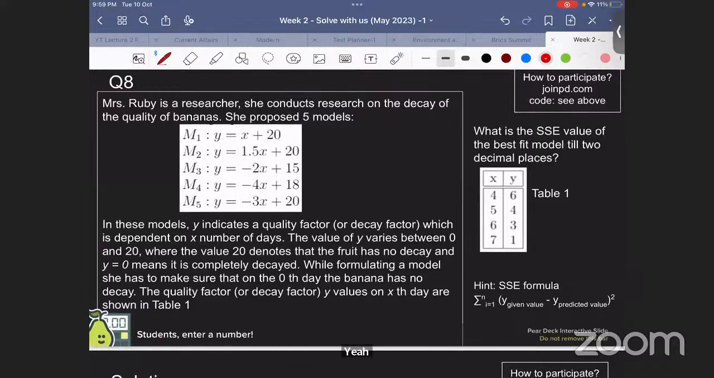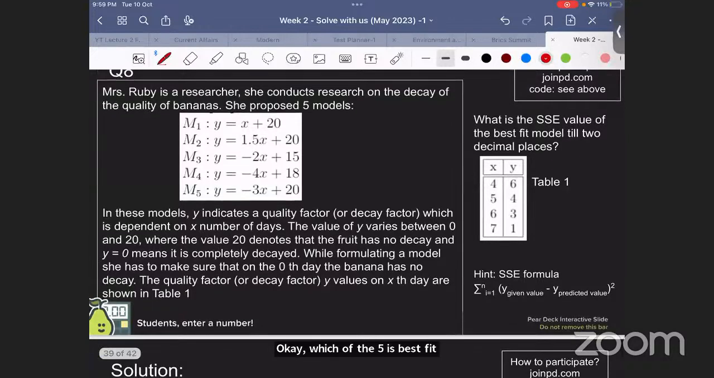Okay, see, why are we considering just M5 in the question? What is given? What is the SSC value for the best fit model? Which of the 5 is the best fit? This is what I'm asking. It is decaying, as well as the values on the first day. Correct. It should be minus, and 20 also.